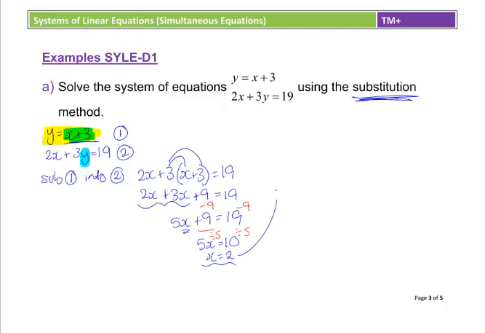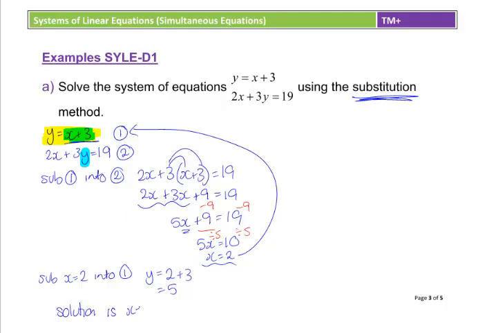Now to find y, I just need to plug it back into this first equation. So I'm going to sub x equals 2 into equation 1. So y is going to be x, which is 2, plus 3, which is 5. So my solution is x equals 2, y equals 5, or we can write it as an ordered pair.